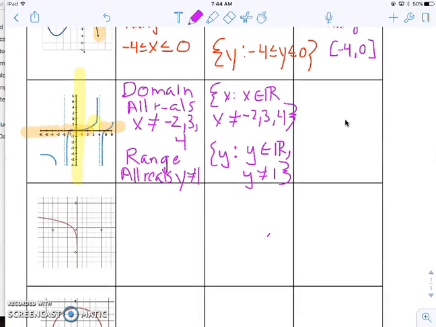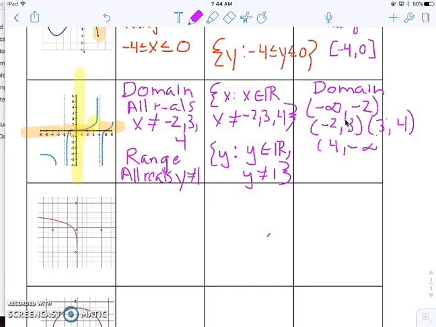And then our interval notation, this one takes a little longer. So our domain, since it goes on forever to the left, we're going to say negative infinity to negative 2, and it doesn't include that. Negative 2 to 3, 3 to 4, and then we'd have 4 to infinity. And then that range, we could say negative infinity to 1 and 1 to infinity. So you'll notice here infinities will have the parentheses.